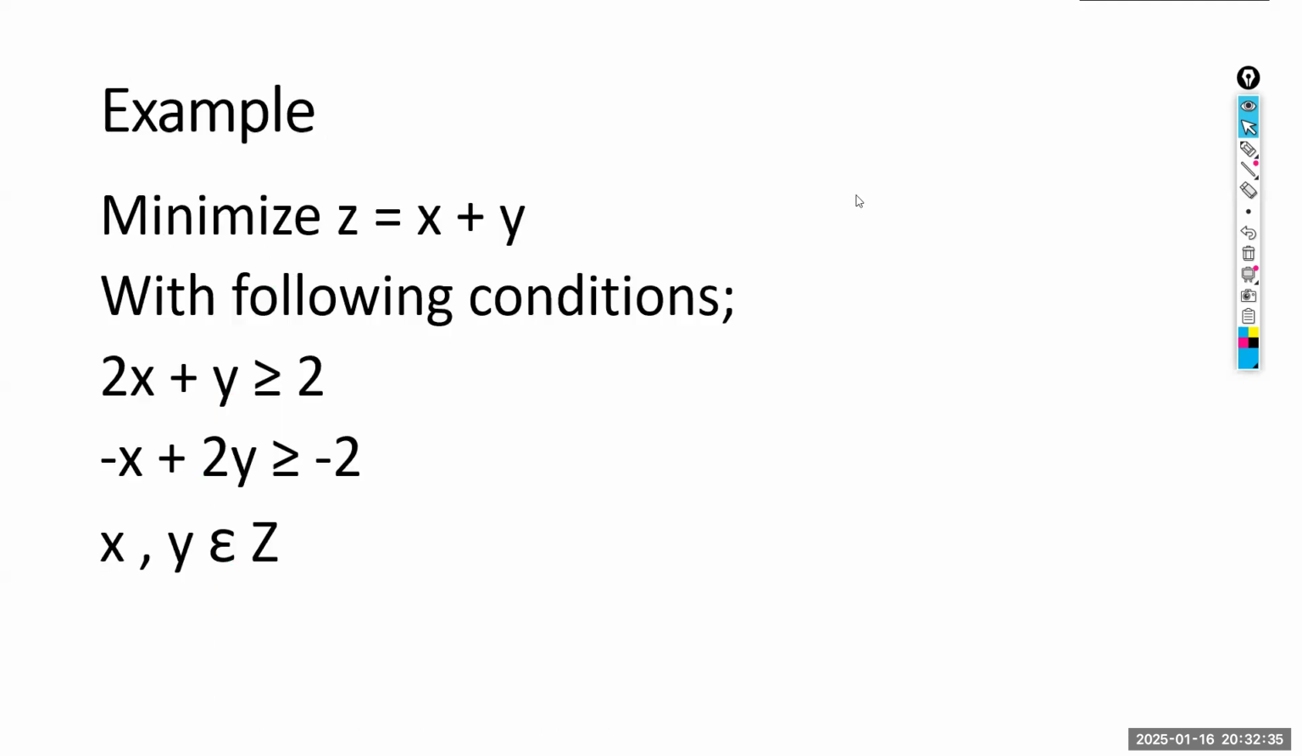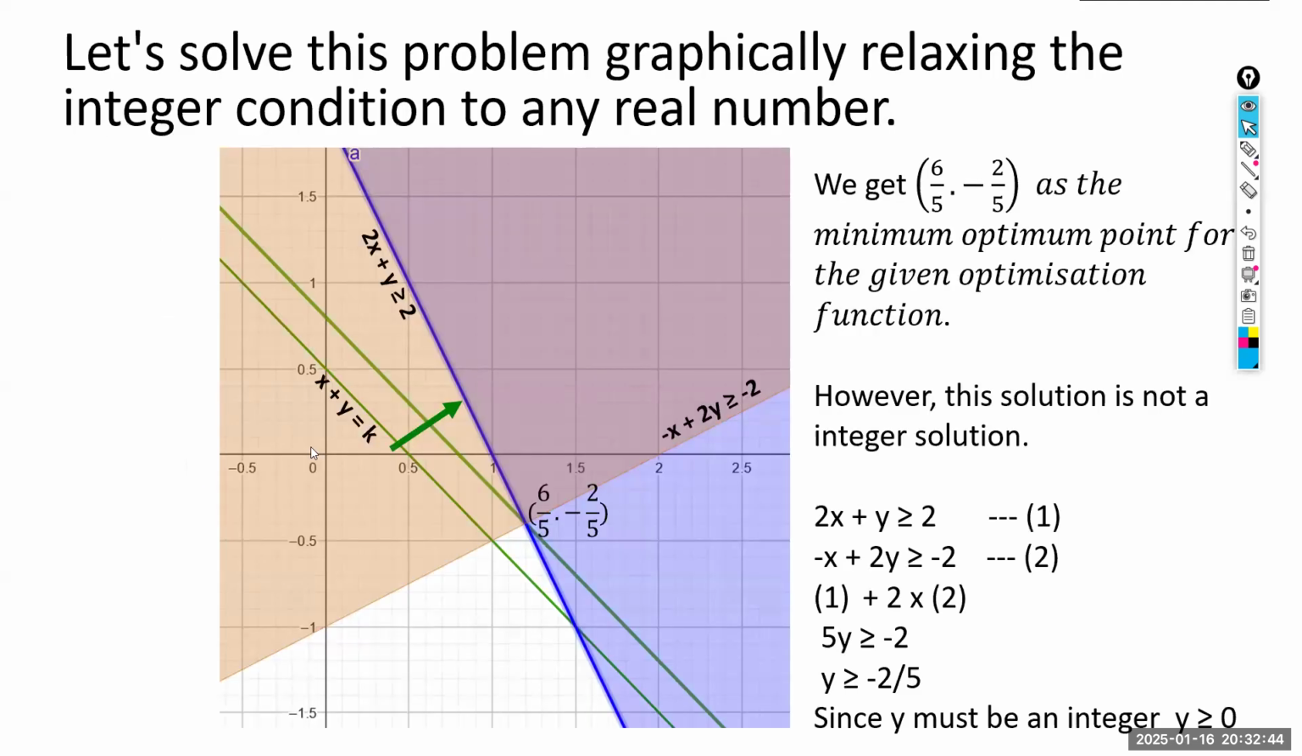And this is a minimization problem. Sorry, I forgot to mention. This example is not a maximization problem. This is a minimization problem. You need to find the minimum satisfying this. And remember, the answers must be within this region. And these are your parallel lines.